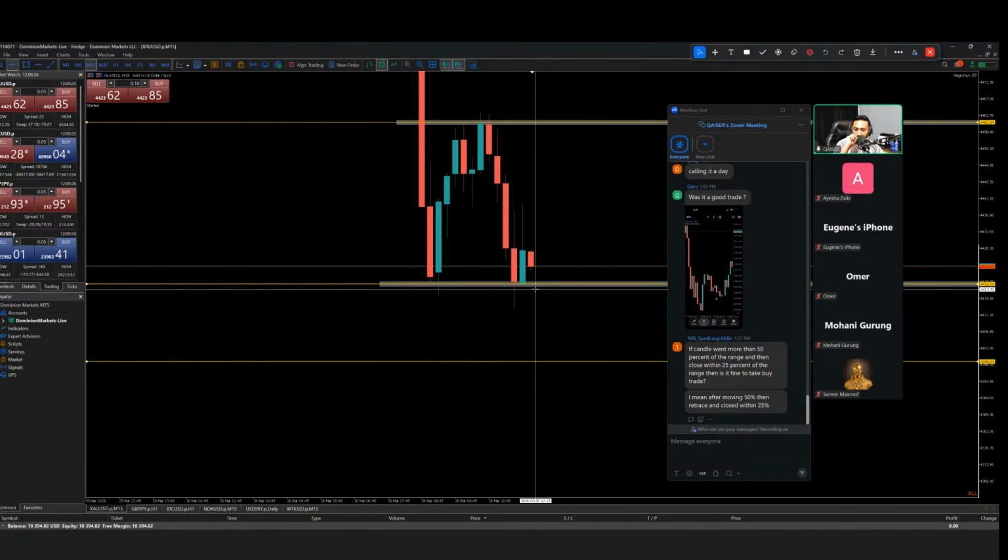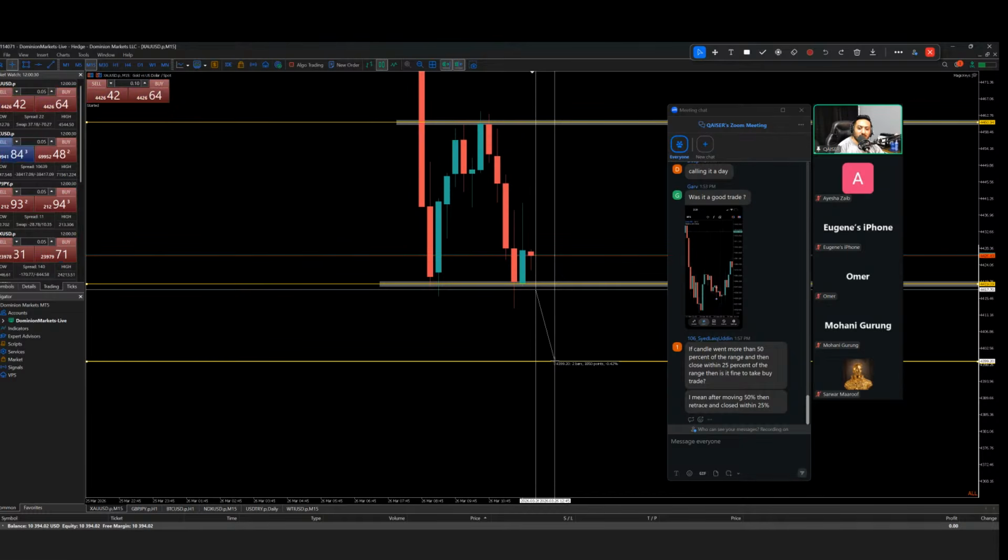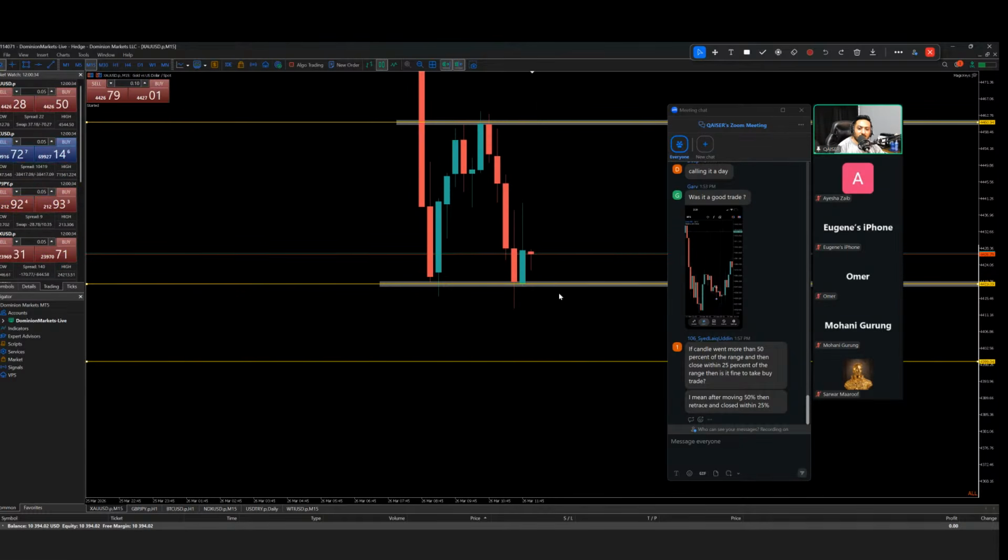Then if it could break and close below this support, or break below this low with volume, it could continuously push downside. Buys don't make sense to me when this candle closes with the same size as the previous candle. So no, it's a no from my side.